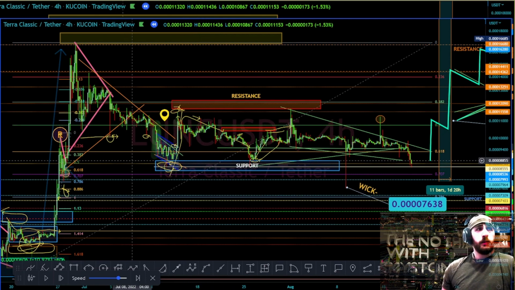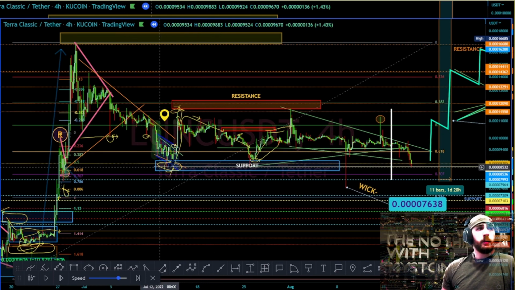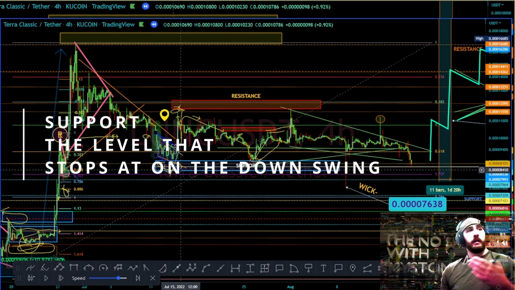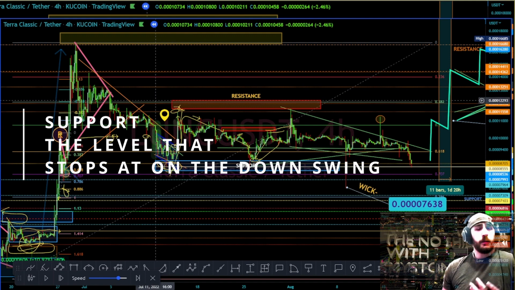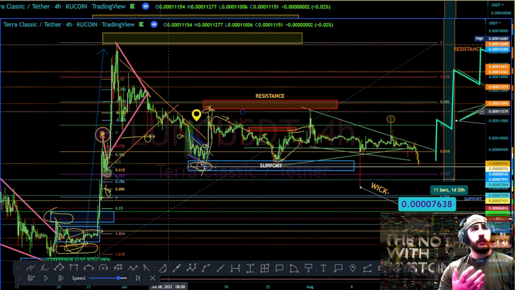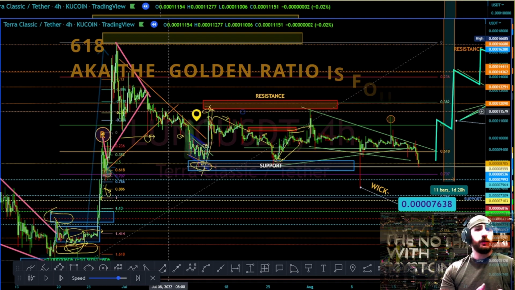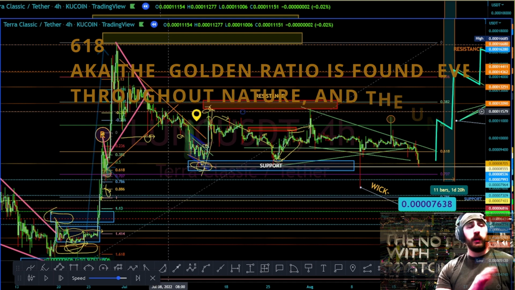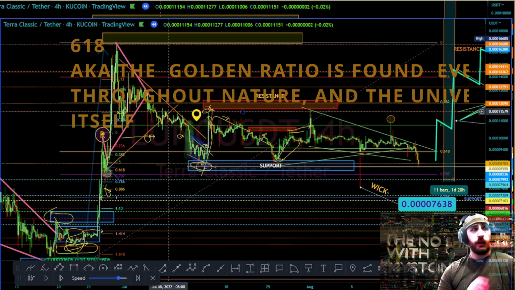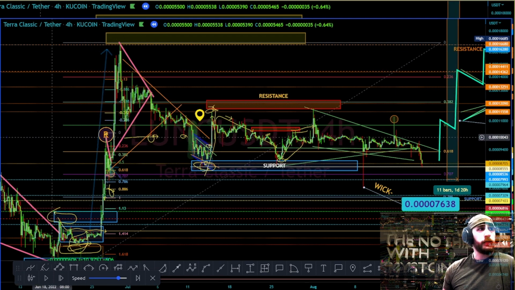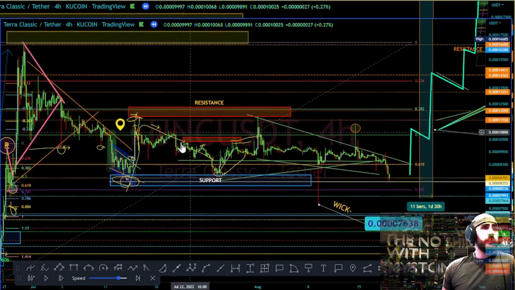And support, vice versa. Support is where the price bounces off when it's in a downtrend, a downswing, or just a reversal. Common reversal zones, common support zones, tend to be the 618 retracement. You can look at that throughout. There are a lot of charts that will showcase that. Just like right here, 618, boom, retraced.